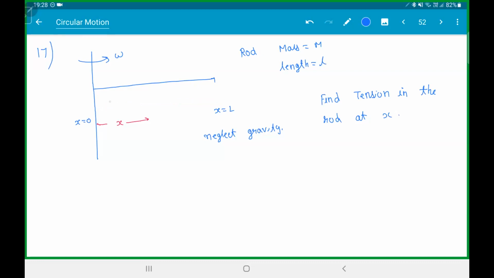Can you tell me which point has the highest tension? Think like this. If you take centrifugal force, this way, this way, this way, every point has a different centrifugal force. At this point, all of them add up, right? The axis will have the highest tension.